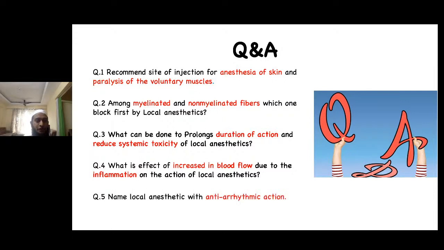My last question is, name local anesthetics with antiarrhythmic action. We have seen only a few local anesthetics having this action. Yes, so Nurun Nisa has given the answer. It is procainamide. So procainamide is the only local anesthetic with antiarrhythmic action. It is amide in nature.